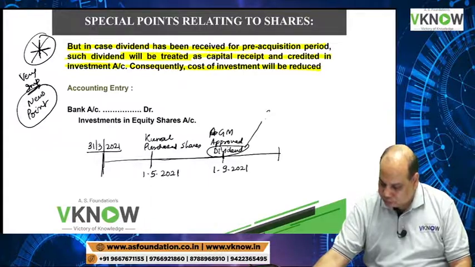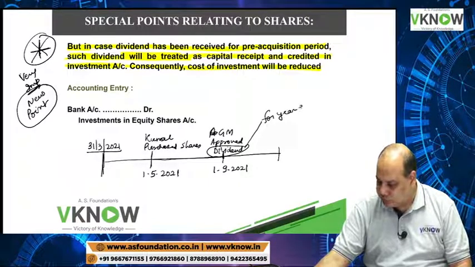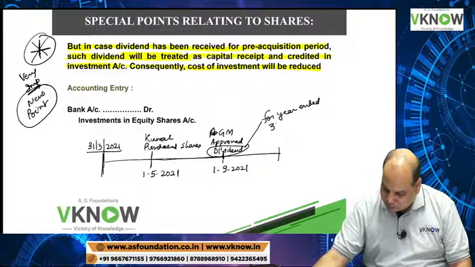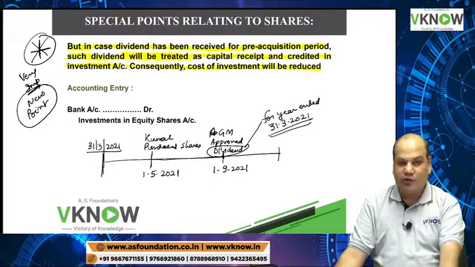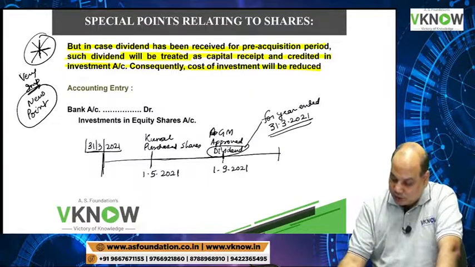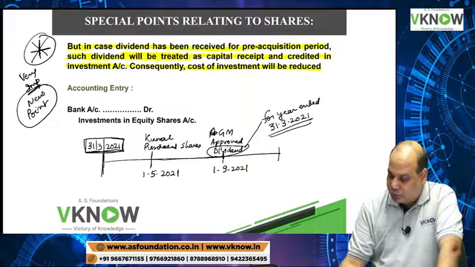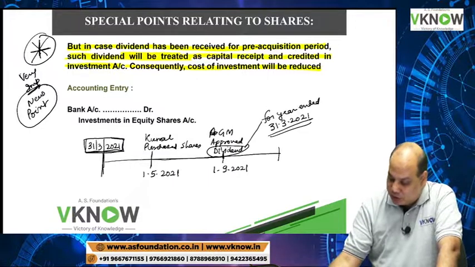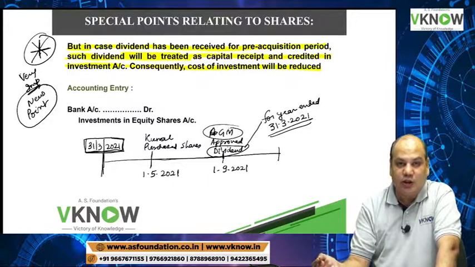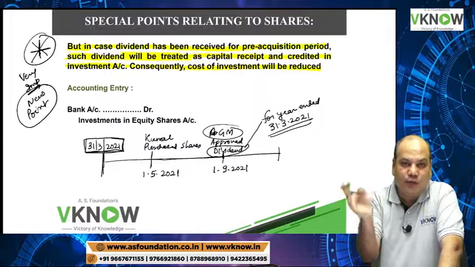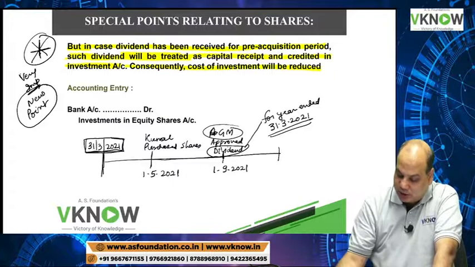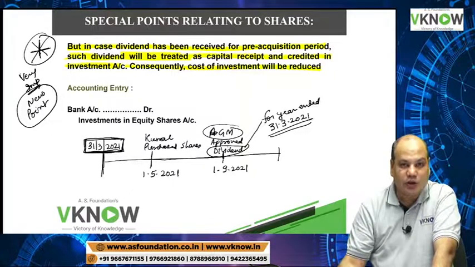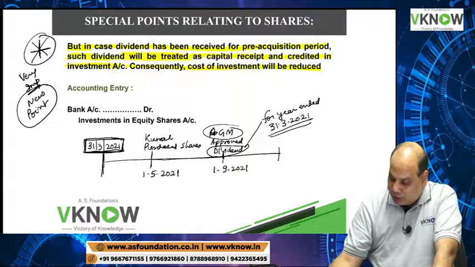Dividend is for the year ended 31st March 2021. This is basic knowledge you should have. Once the year is over, the company will have a board meeting. After some time, the company will have a general meeting. In that general meeting, they will approve the dividend which is proposed by the board for the year ended 31st March 2021.